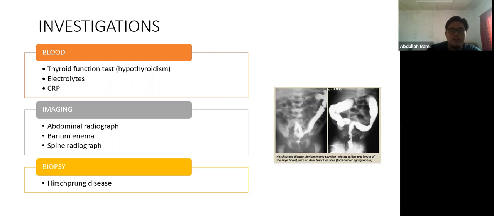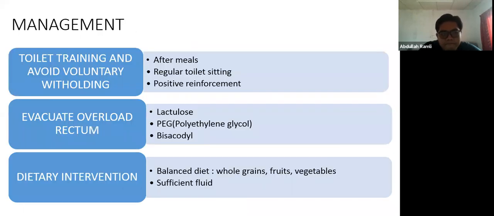Okay, the last one is the approach to chronic constipation. Next slide. Okay, so in general, the management for chronic constipation comprises toilet training and avoiding voluntary withholding. What the parents or caregivers can do, like what I mentioned before, is, for example, set a regular toilet sitting time for the child, so that they will have their own time, their own habits, so they can defecate. And then we can include positive reinforcement, such as rewards if they adhere to this habit.